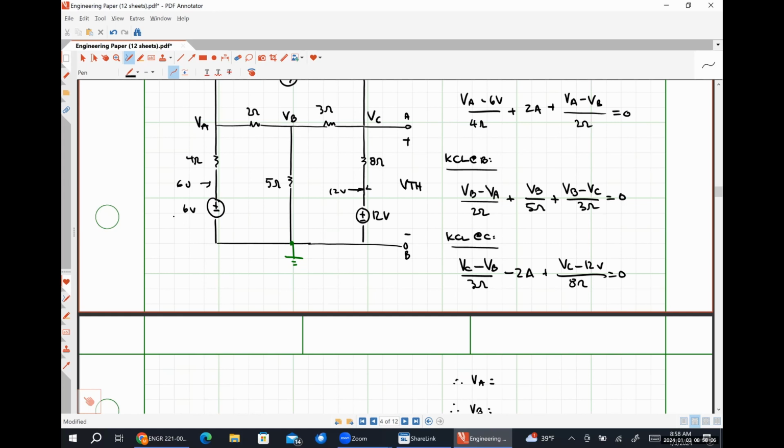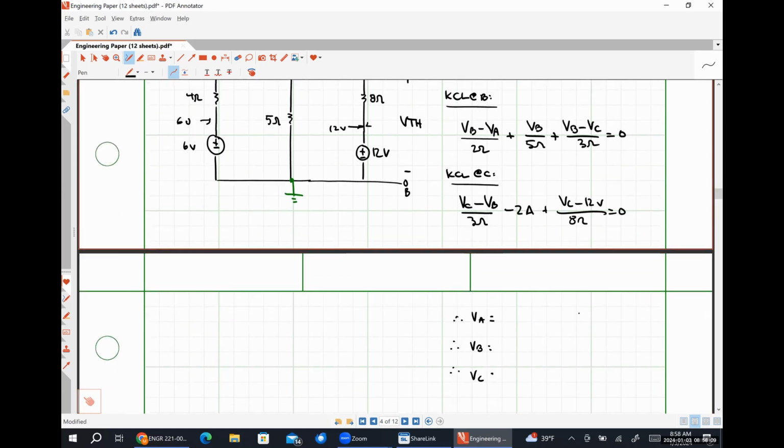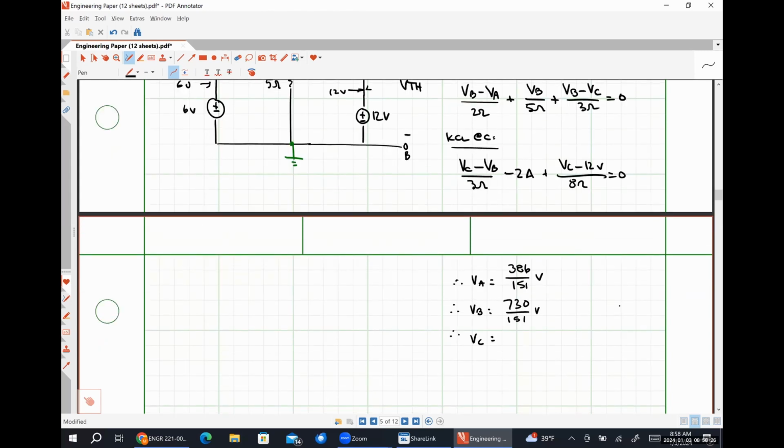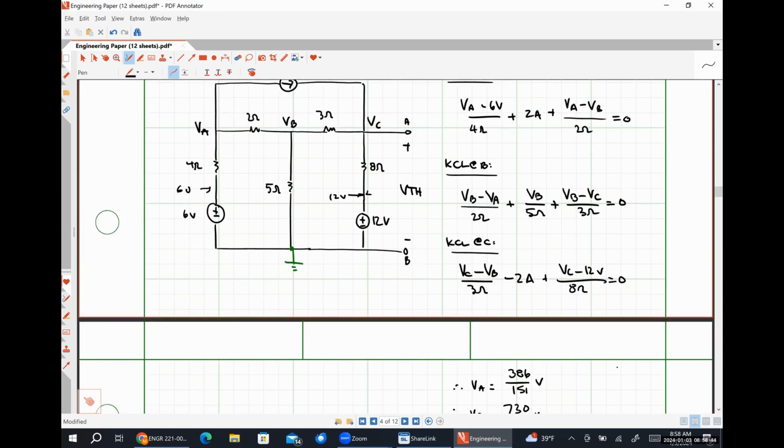Solving this system, I get VA to be 386 over 151, VB to be 730 over 151. Did I screw something up? I'll run back through it in a moment. And then VC will be 1684 over 151 volts. If I did this correctly, this is the Thevenin voltage. Because Ashton and I got different results, I'm going to run through that system again just to make sure.